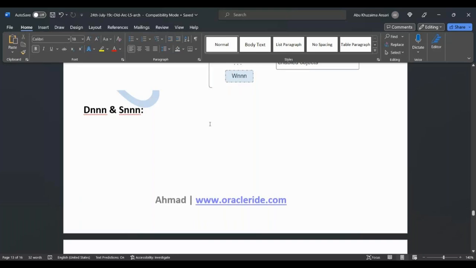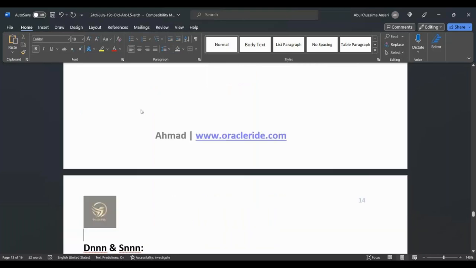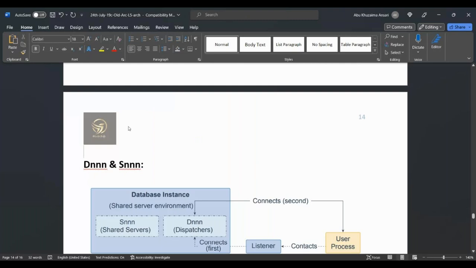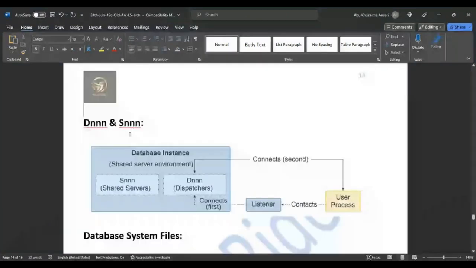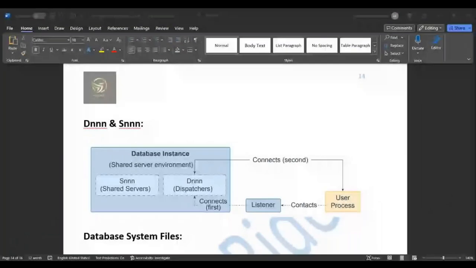Then Dnnn and Snnn, what are those? Of course, Dnnn means dispatcher, Snnn means shared server process. So whenever you have a shared server connection, the client connects to the dispatcher process, called Dnnn, which creates a virtual circuit for each connection. Virtual circuit means it will create a request area and a response area, and in that it will put the data. Okay, we discussed this.